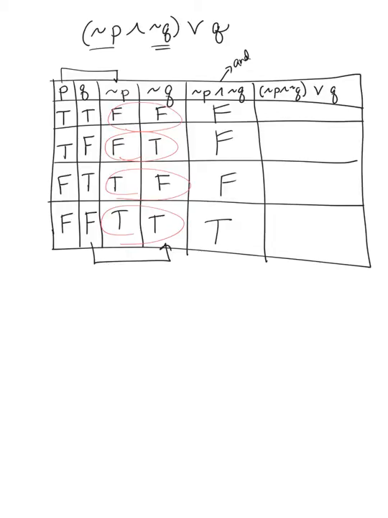So I'm going to look at this column and perform the disjunction with the Q column. Now remember, the disjunction, the or, is false only when both are false. Everything else is true. So as I look down through here, the second row is false, false, so it must be false. All other combinations are true. So there's my truth table. It is not a tautology, which means it's not always true.